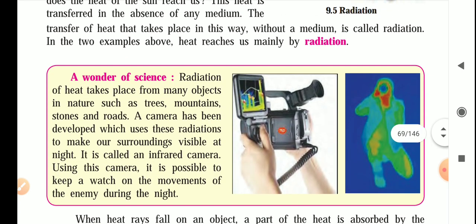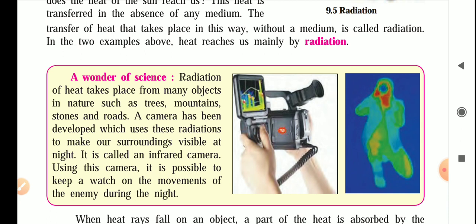Now, another example of radiation is given here. Radiation of heat takes place from many objects in nature, such as trees, mountains, stones, and roads. A camera has been developed which uses these radiations to make surroundings visible at night, and this camera is called an infrared camera. Our human body also shows radiation of heat. We can't see this radiation of heat with our naked eyes. We have to use this infrared camera.